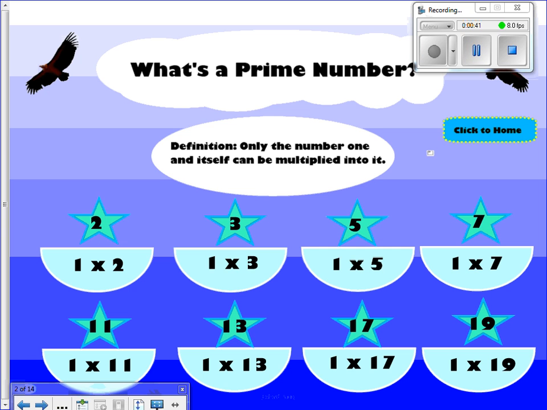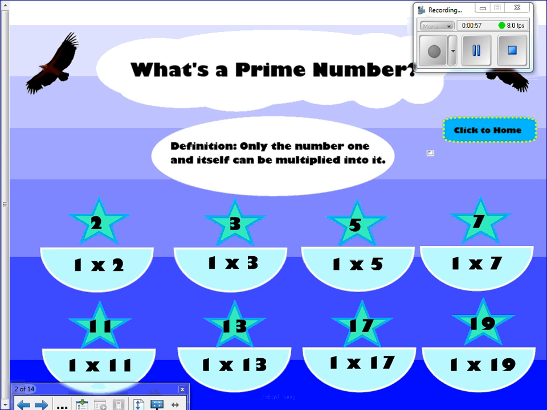No. Let's jump down to 11. 1 times 11 equals 11. 2 times a number, does that equal 11? 2 times 6 equals 12. So no. 13, 1 times 13; 17, 1 times 17; 19, 1 times 19. These are just the lowest prime numbers.